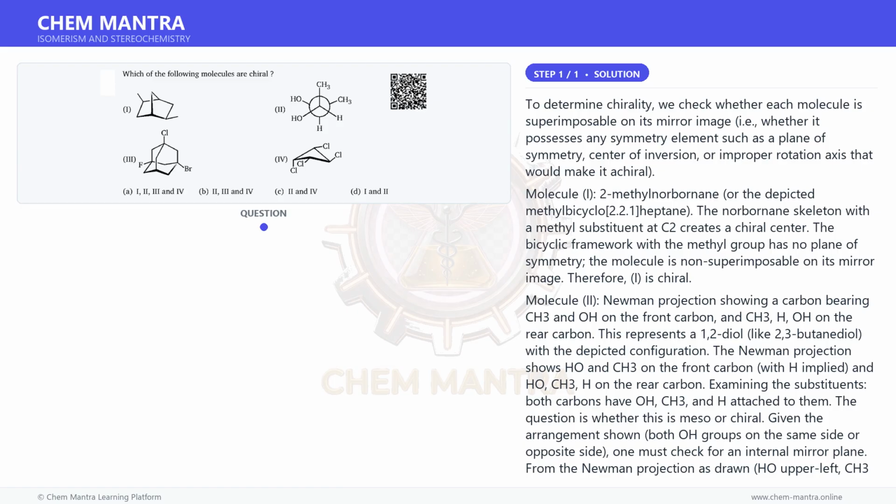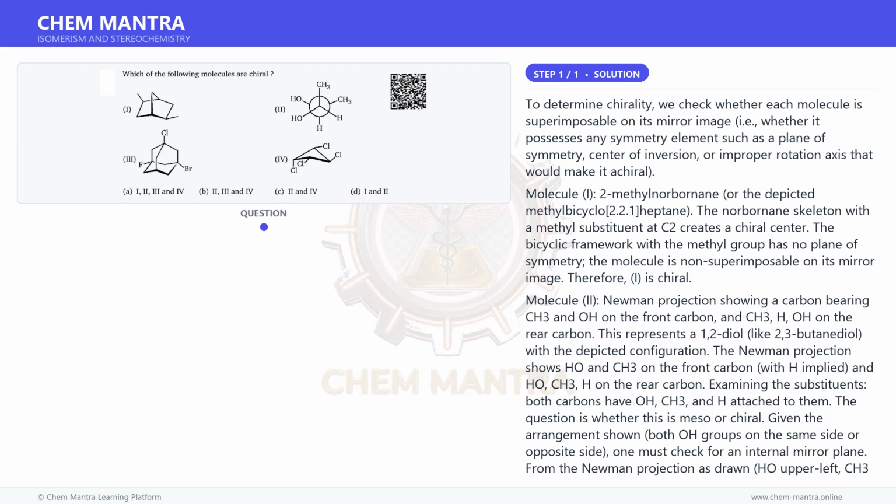Molecule 3, a substituted adamantane, or bicyclic, framework with 3 different substituents, Cl, F and Br, at 3 different bridgehead positions. Adamantane substituted with 3 different groups at positions that are all equivalent by symmetry of the parent framework, but with 3 different substituents, Cl, F, Br, the threefold symmetry is broken. The molecule has no plane or center of symmetry and is therefore chiral. Therefore, 3 is chiral.